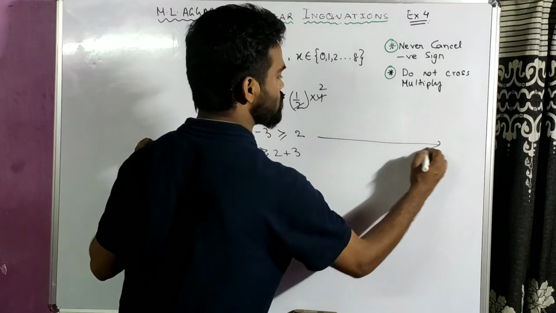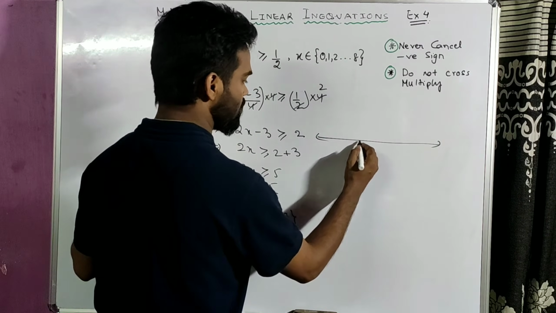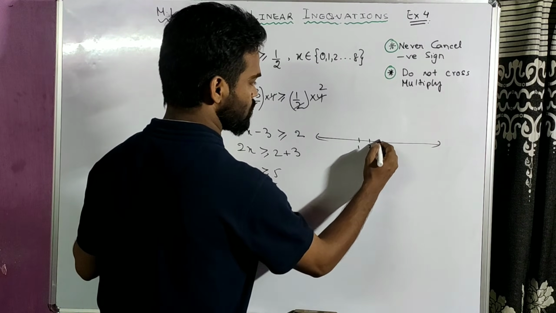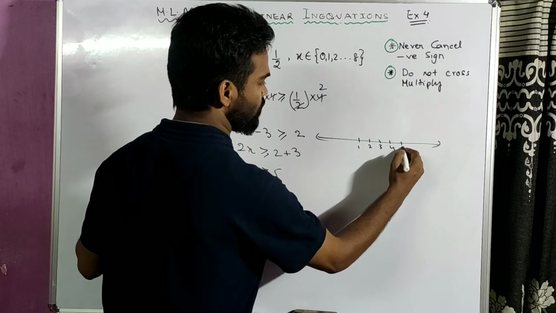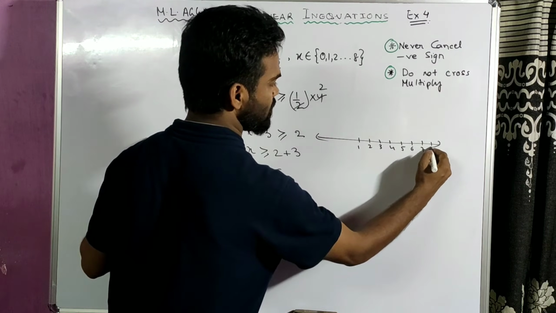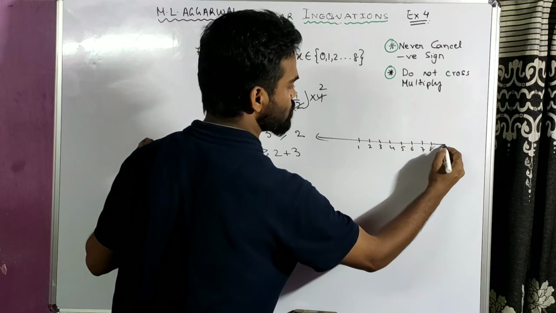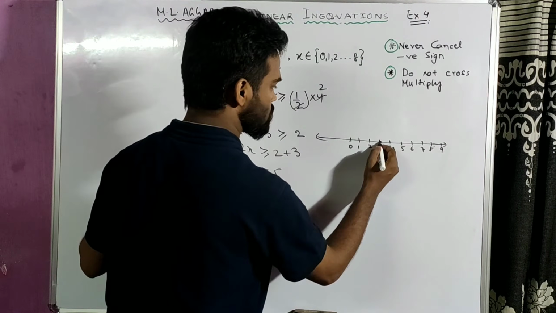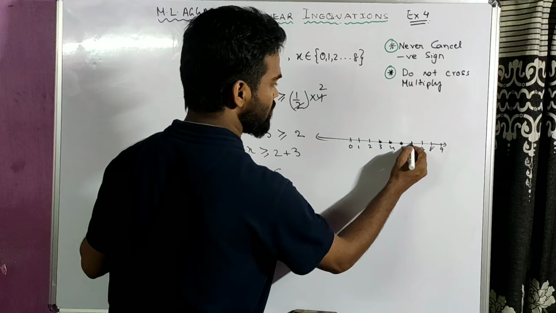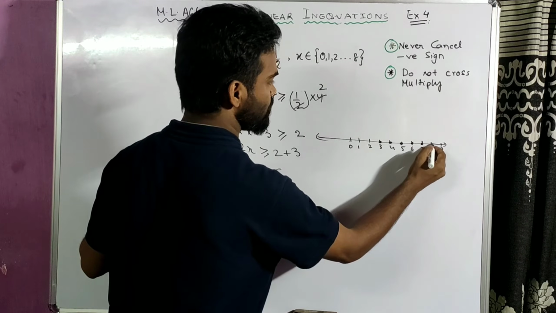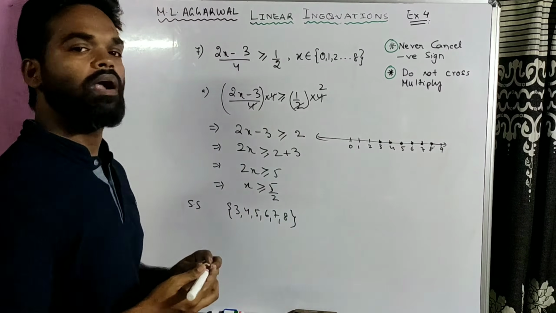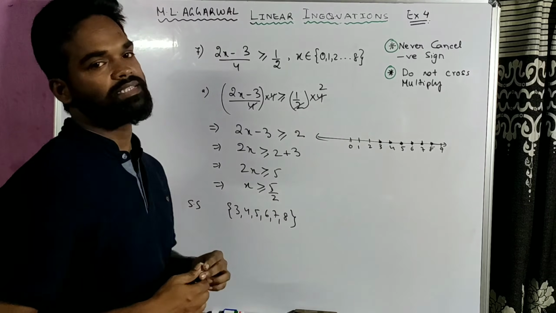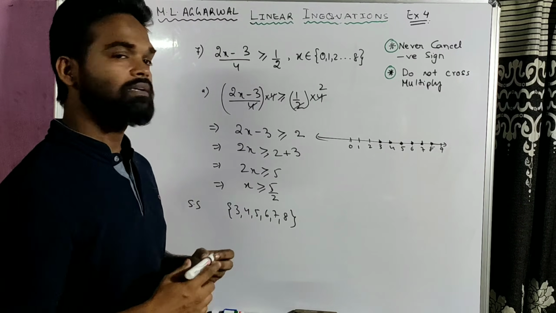And they told us to draw the number line also. So 1, 2, 3, 4, 5, 6, 7, 8. I'll take 1 or 2 extra. That's 9. That's 0. So what are my answers? 3, 4, 5, 6, 7, 8. So that's the number line for this solution set. Now we look at the next sum.